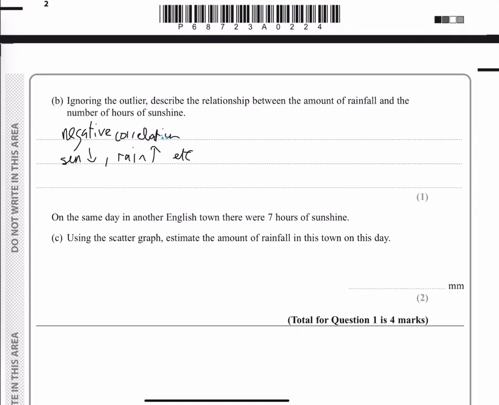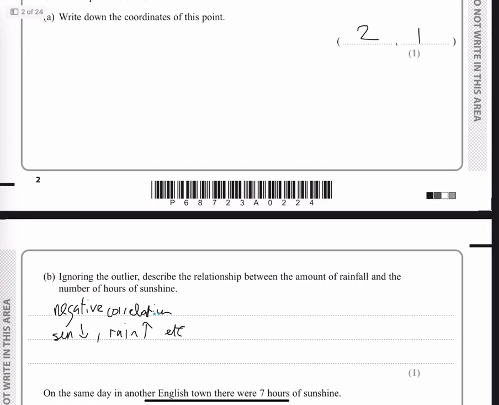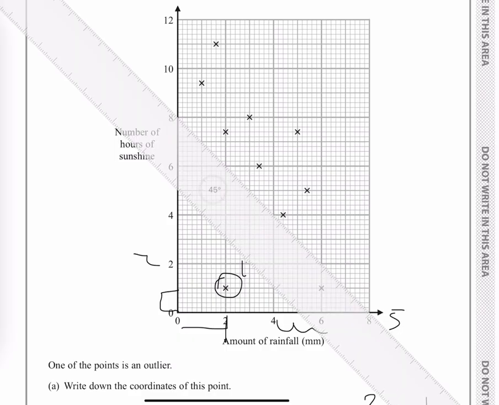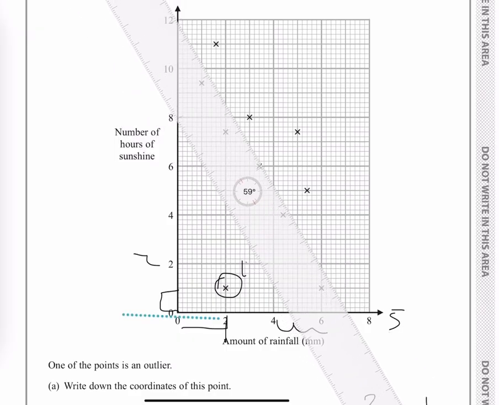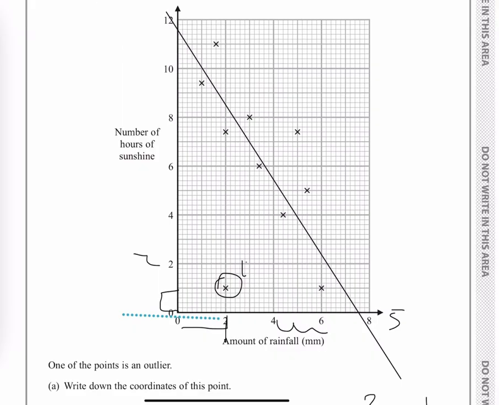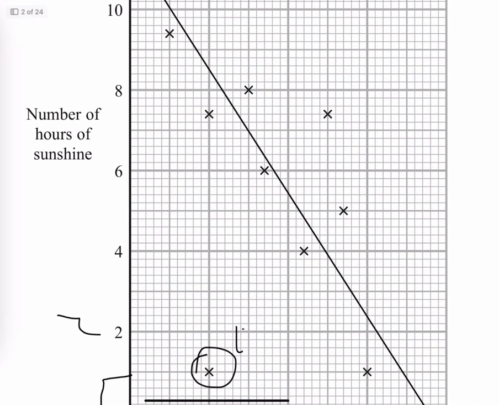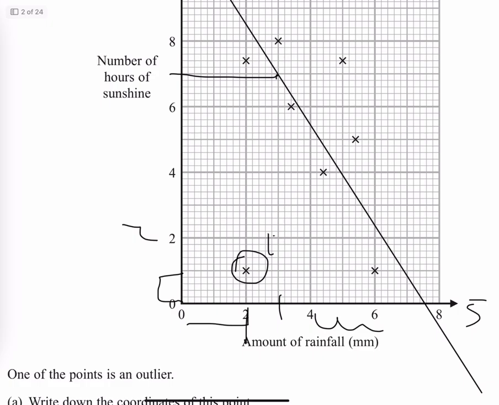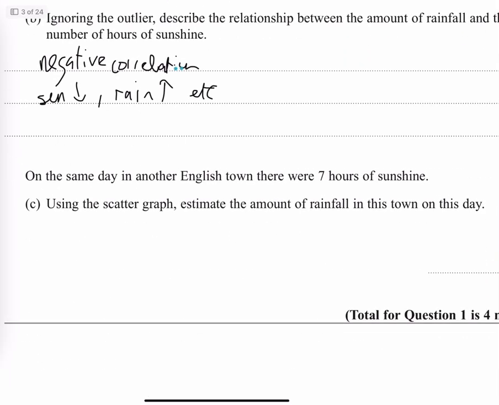On the same day in another English town, there was 7 hours of sunshine. Using the scatter graph, estimate the amount of rainfall in this town on this day. Okay, well that's why you don't scribble all over your graph like I just did. So we're going to draw a line, roughly. I think you should always aim for half above, half below, but my iPad won't let me do that well, so I'm not going to bother that much. It was 7 hours, so let's read that down. That says there's going to be 3 millimetres of rainfall.